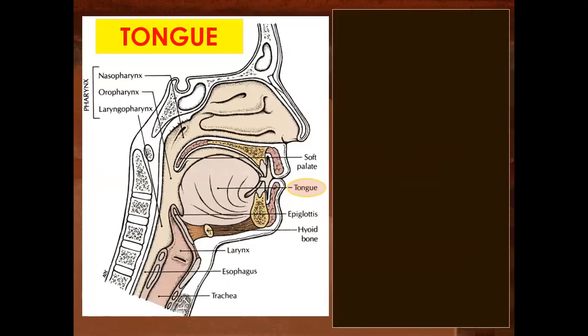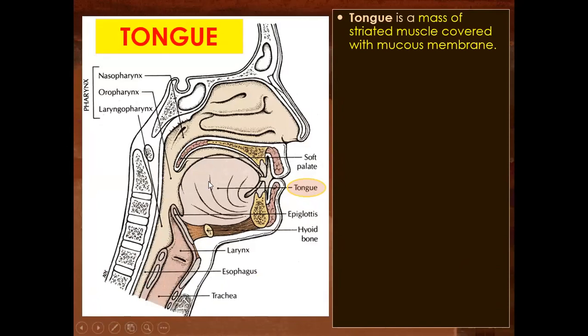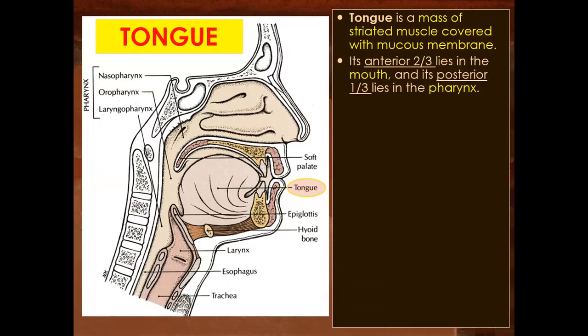Now coming to the tongue. The tongue is a mass of striated muscle, which is voluntary muscle covered by mucous membrane. Its anterior two-thirds lies in the mouth and its posterior one-third lies in the pharynx. As you can see here, this is the whole tongue. The anterior two-thirds lies in the oral cavity, but the posterior one-third lies in the oropharynx.